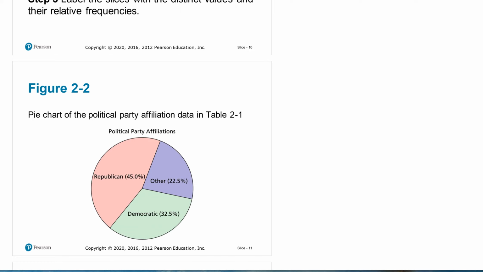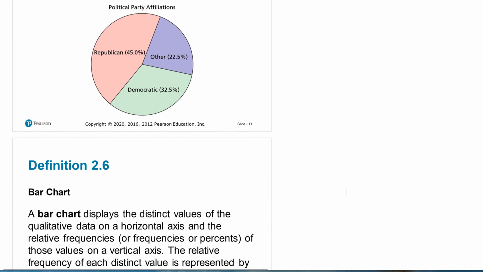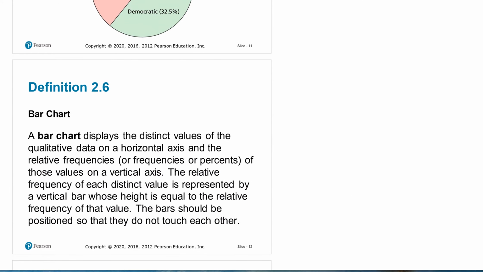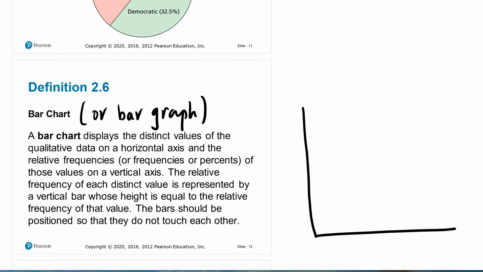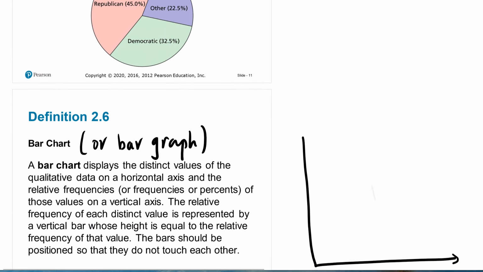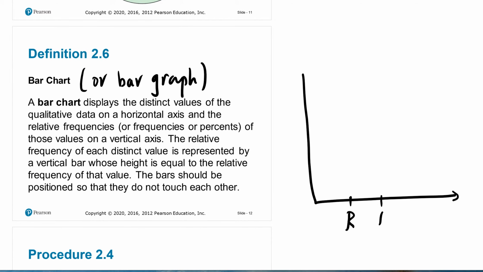One other last thing here to talk about is what we call bar graphs. The way bar graphs work: bar graph or bar chart. What is this? Well, this is just like the XY plane. What goes on the horizontal axis is the distinct values of the quality that we have. What they're talking about, three things here: Republicans, Democrats, and others. Try to make it equally spaced.